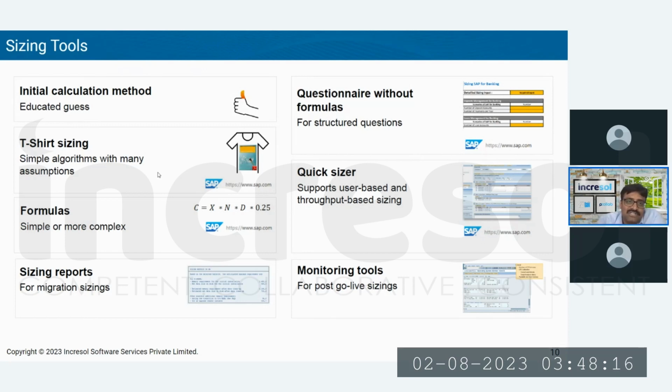Okay, but the initial calculation method may not be applicable for the production. We need to go for a better approach. Another option is like t-shirt sizing. This is the most predominantly in use nowadays.